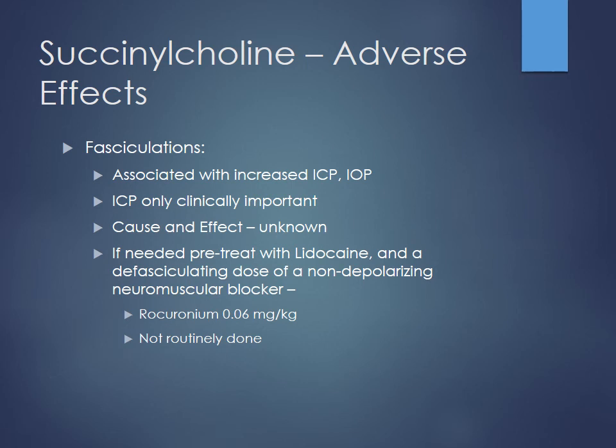With those fasciculations from all those muscles activating at the same time, you can see some increases in intracranial pressure, and sometimes intraocular pressure as well, which is why we worry about glaucoma. The ICP is the only really clinically important thing we're worried about, so we can give lidocaine beforehand as a pretreatment drug to prevent the jumps in ICP. Or sometimes you can give a small dose of a non-depolarizing neuromuscular blocker beforehand, like rocuronium, to start to occupy those receptors and prevent as many fasciculations. Clinically, if you have a worry about ICP, we just use non-depolarizing neuromuscular blockers. I'll probably just avoid succinylcholine at that point.